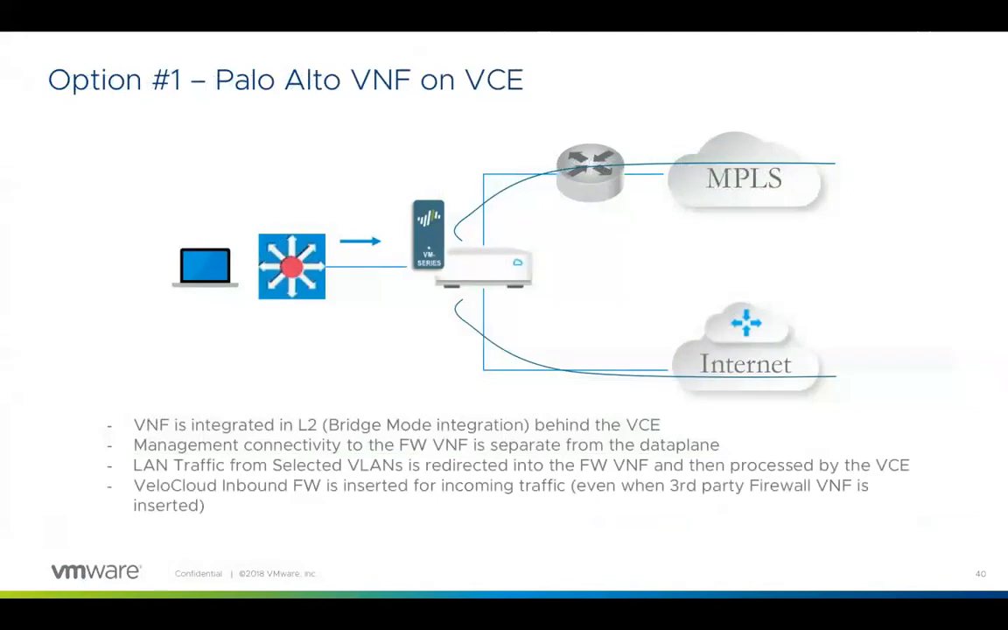Okay, so in this case, once the VNF is integrated in bridge mode, when the traffic arrives on the VeloCloud edge, it's already been filtered by the firewall, and therefore we can choose to send it either across overlays, or send it underlay, unencrypted directly out towards the internet, and so on.